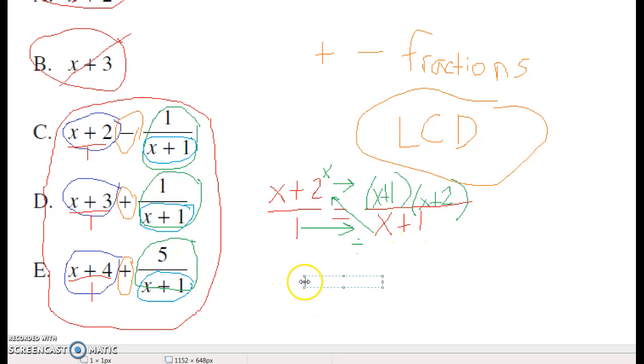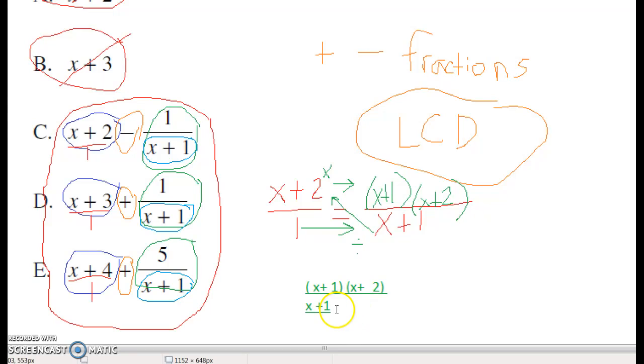Now I'm going to write this a little bit differently so that you can see it a little more clearly. X plus 1, x plus 2, and that's all going to be over x plus 1. This should not have an underline on it, so just ignore the fact that I underlined that part. So x plus 1 multiplied by x plus 2 over the x plus 1.